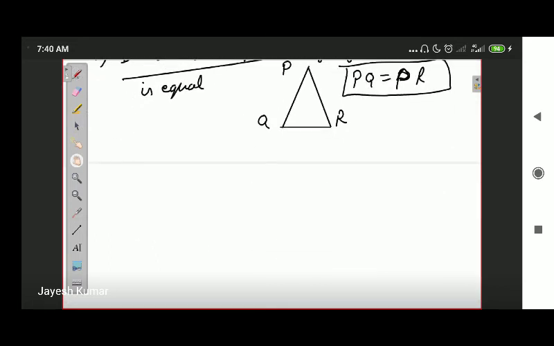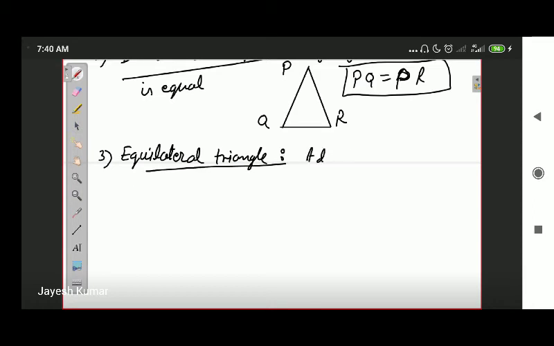And the third one, yes, the third one is the equilateral triangle. Good, you remember some from your previous classes. So what will be an equilateral triangle? All of its sides are equal. All of its sides are equal.